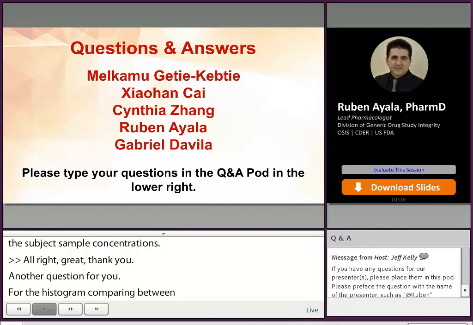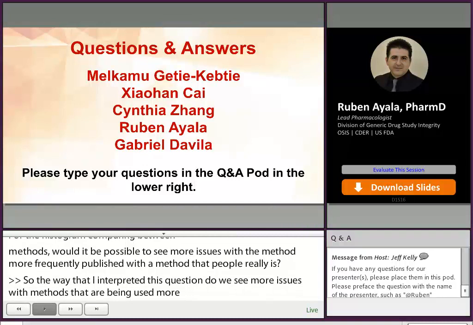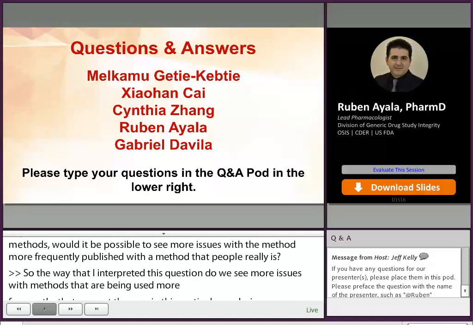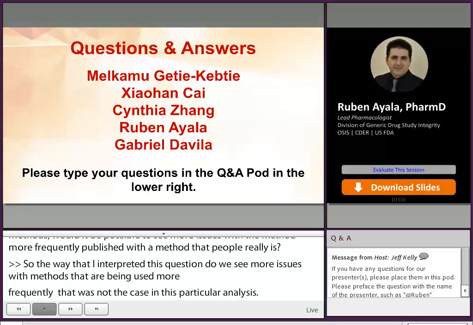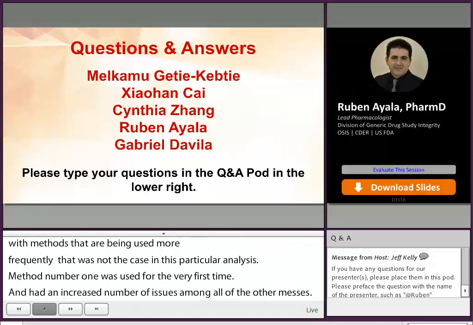The way I interpreted this question is, do we see more issues with methods that are being used more frequently versus a method that's not used as frequently? In fact, that wasn't the case in this particular analysis. Method number 1 was used for the very first time, and it had an increased number of issues among all the other methods. And so I would say no. You do see increased issues, at least in this analysis, with less frequently used methods.